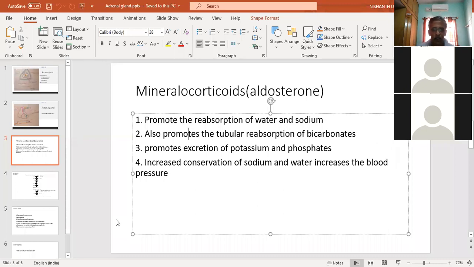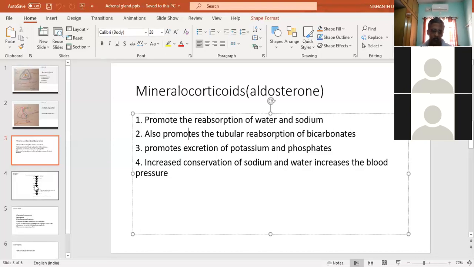So here, mineralocorticoids or aldosterone. You heard about the nephron. In the nephron, the blood gets filtered, and both the substances which are required for the body and those which are not required get filtered. Then the substances which are required for the body are reabsorbed, for example water and sodium. So aldosterone is concerned with the reabsorption of water as well as sodium. Once the water and the sodium get reabsorbed, then automatically the blood pressure will increase. Now the question is how it will promote the reabsorption of water and sodium.